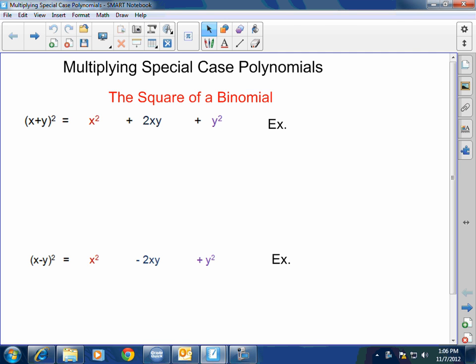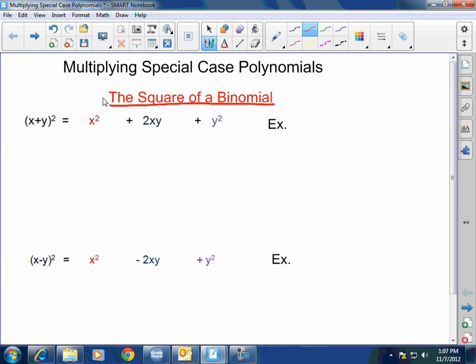First type that we're going to be dealing with is the square of a binomial. Now, the square of a binomial, think about the words. We're talking about a binomial, so we're talking about how many terms? Two terms, very good. And we're talking about the square, so what does that mean when we square something? Exactly, you're multiplying by itself or you're raising it to the second power. Excellent. So right here we've got (x + y) squared. So that is the square of a binomial.